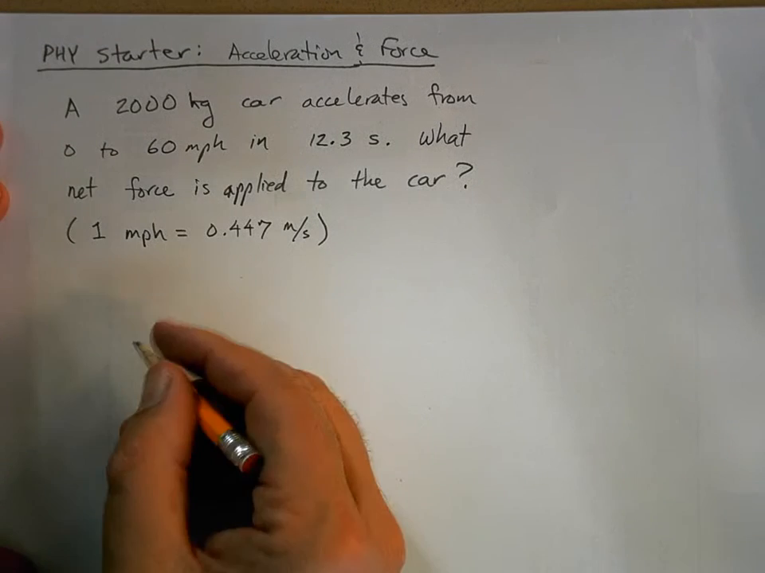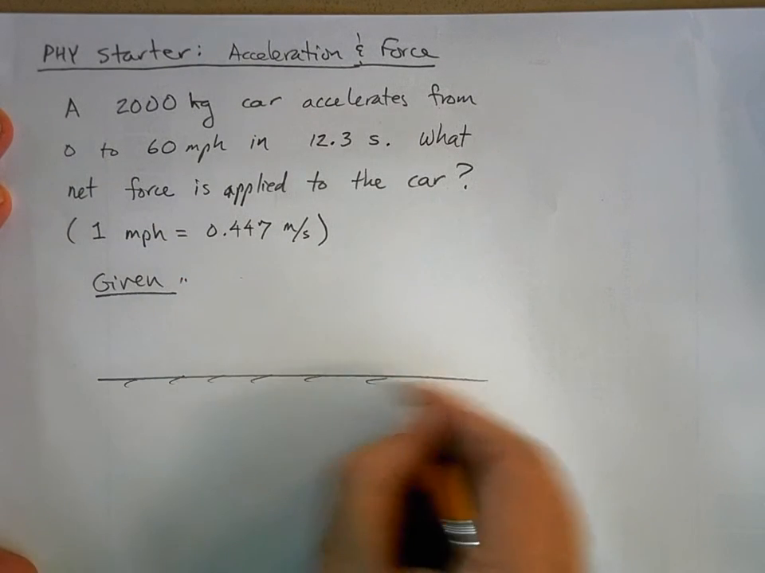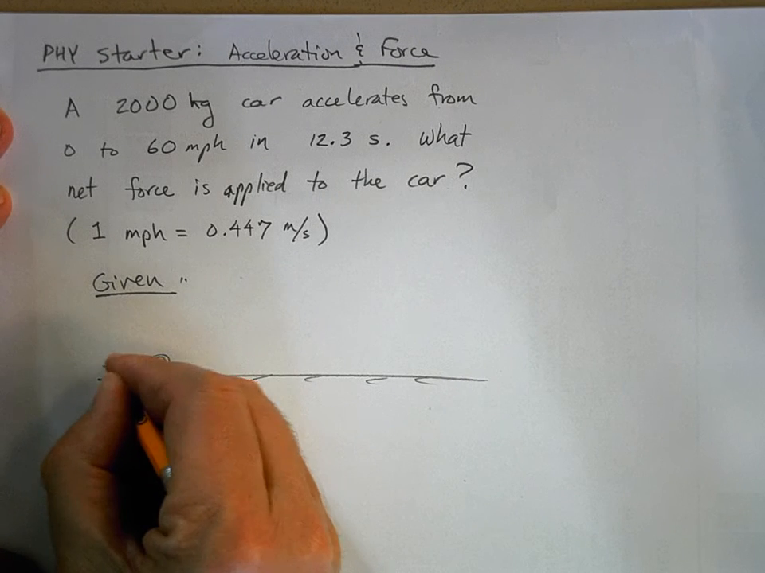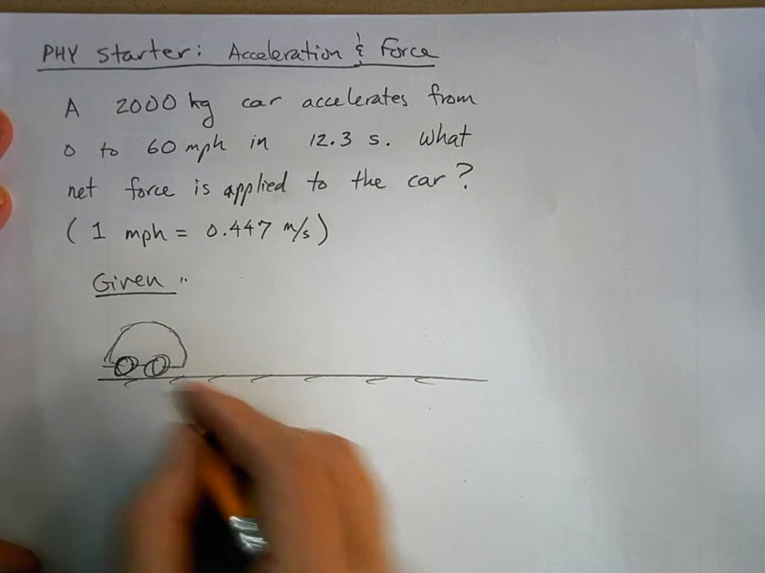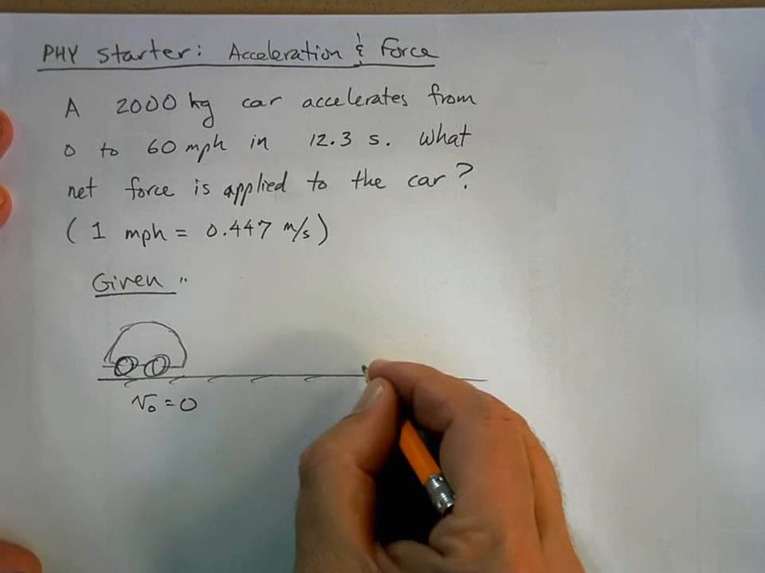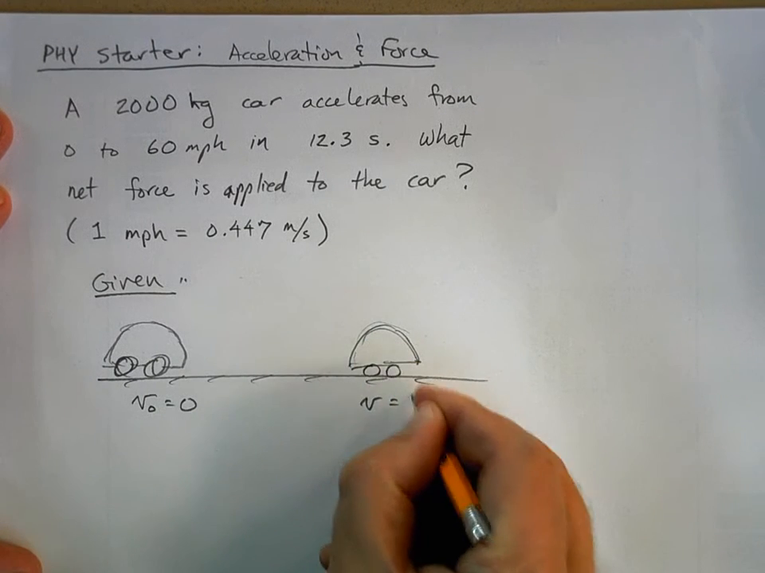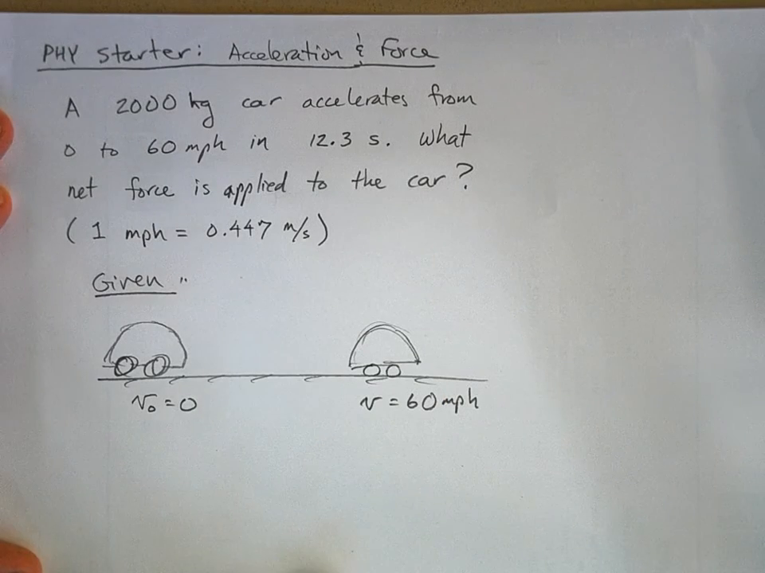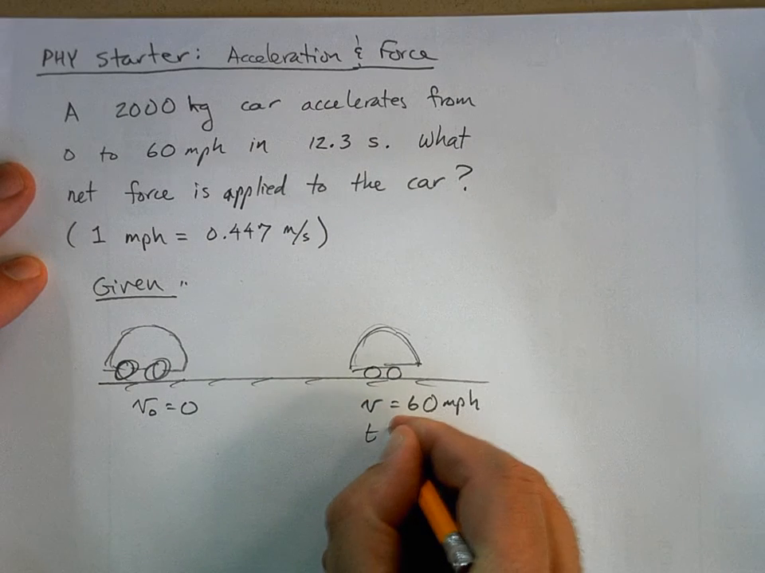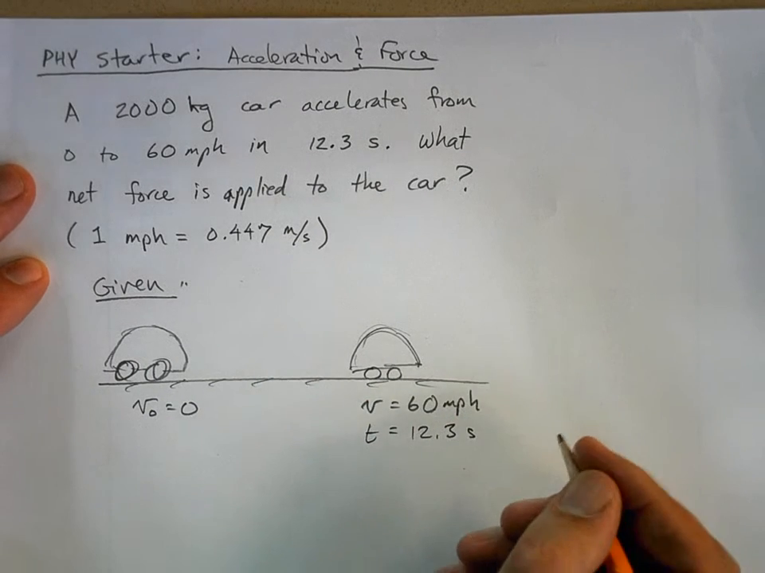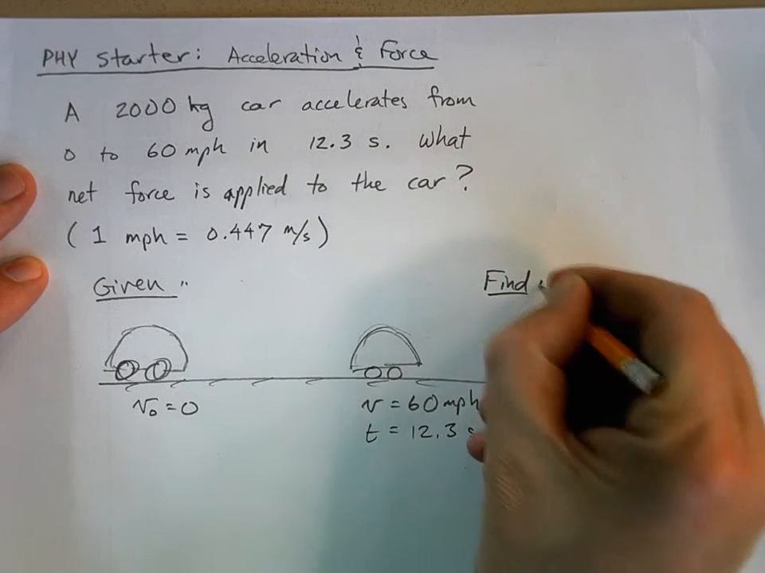So, given a flat level ground, let's say this is a 1957 Volkswagen Beetle. All right. And so its initial velocity is 0, and then at some distance away, its final velocity is 60 miles per hour. And this took 12.3 seconds. And we want to find the net force.